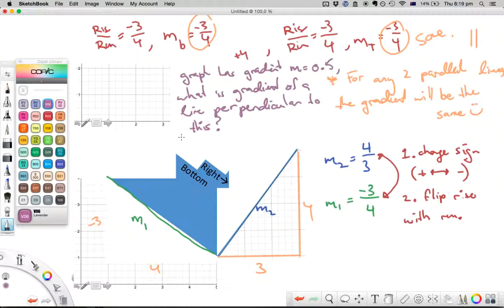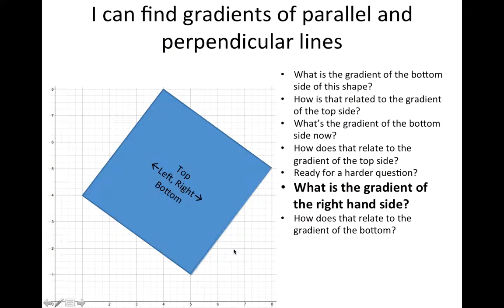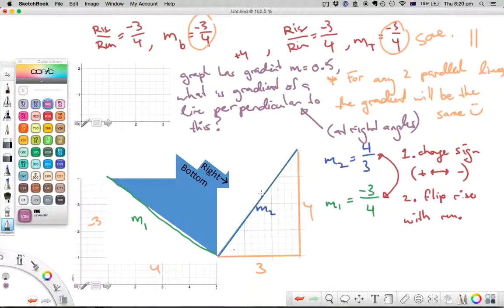Interesting. Well, that might seem a bit tricky. First off, what does perpendicular mean? Well, perpendicular means at right angles. So this line is perpendicular to this line, and on our box, this line's perpendicular to this line, perpendicular to this line. So that's what perpendicular means.